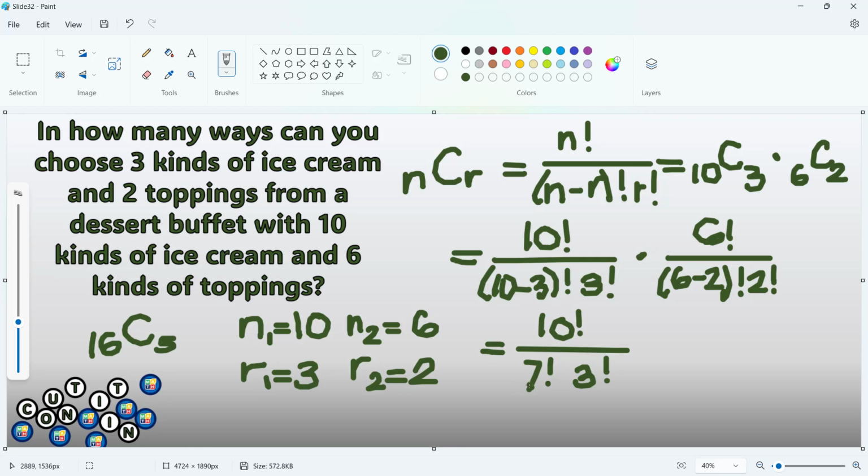If you're going to see the numerical figures 7 and 3, they will add up to 10. But not the factorial notation, okay? This is not true. I'm only talking about the numerical figures 7 and 3. The same thing on the other side. You'll have 6 factorial over 6 minus 2, which is 4 factorial, times 2 factorial.